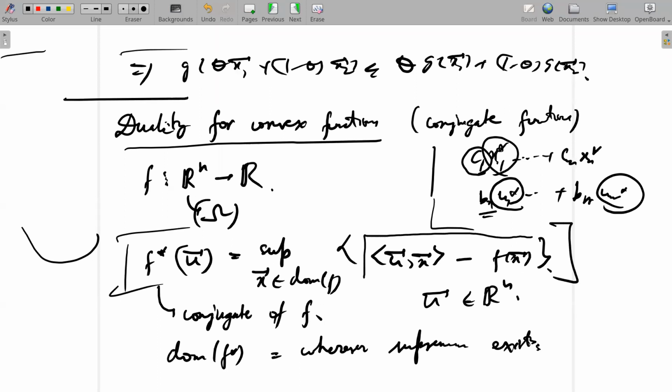So look at this function. For a given x, what kind of function is this? It's an affine function, right? x is fixed, u... so supremum, okay, sorry, x is not fixed, u is fixed. So now this is a function of x, and it's an affine function. No, I think no, this won't be an affine function because f varies. So we have to keep x fixed.